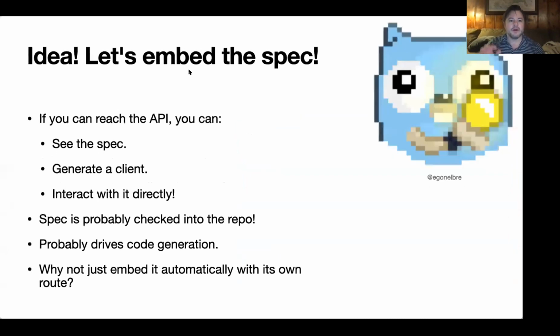So that's very handy. So the idea: let's embed it into our running API. If we do that, we can just provide a route that serves up the Swagger spec and the API itself. Then if you can reach the API, you can see the spec, you can generate a client from that spec, you can interact with the API directly. The spec is probably checked into the repo and probably drives code generation of some sort, so it's probably part of the development lifecycle, ideally. So why not package it in with the API itself using Go Generate?